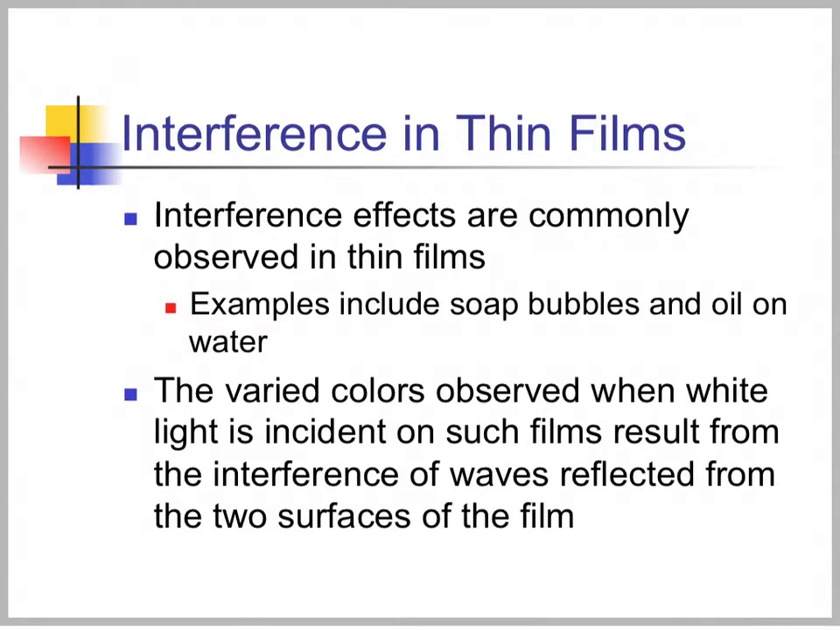Now, one of the ways that we see this is something called thin film interference. We often see this in thin films like soap bubbles or oil on water. Varied colors are observed when white light is incident on such films, and they result from the interference of waves reflected from the two surfaces of the film.